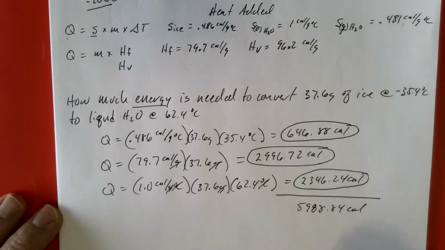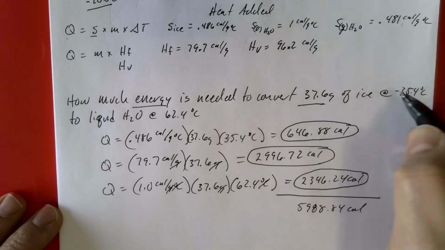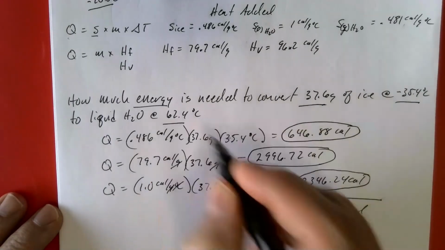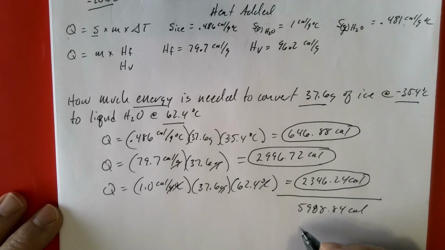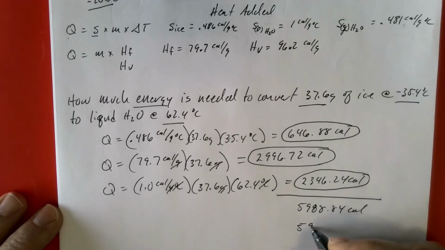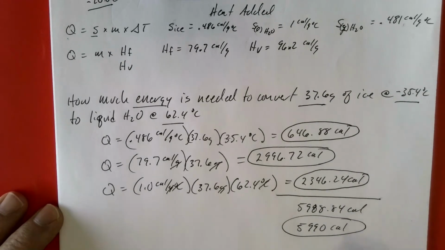5,989.84 calories. So I would probably go back to my original and say, okay, I got 3 sig figs, 3 sig figs, 3 sig figs. What would that be in 3 sig figs? Um, 5,990. 5,990 calories. Anybody get that besides Mendenhall?